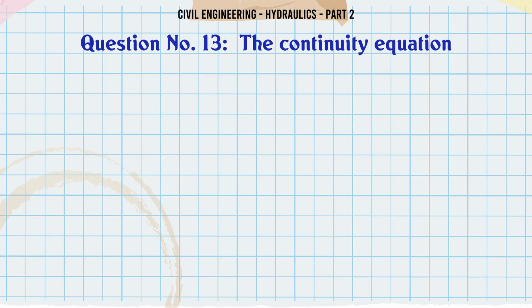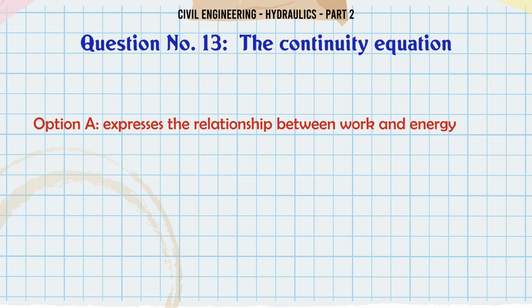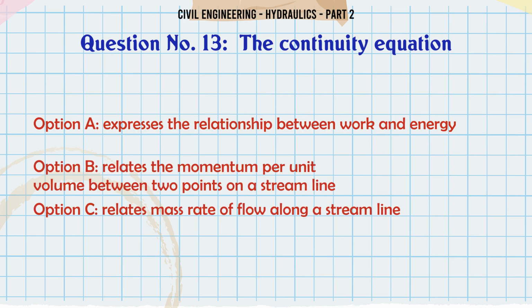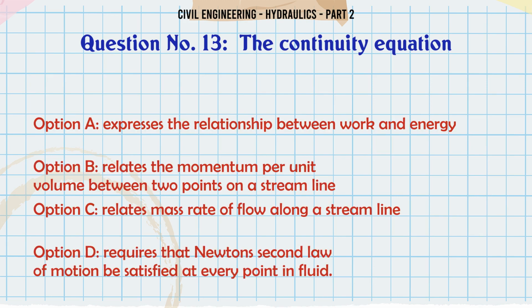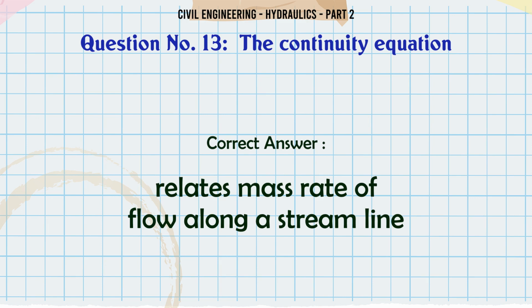The continuity equation A. expresses the relationship between work and energy. B. relates the momentum per unit volume between two points on a streamline. C. relates mass rate of flow along a streamline. D. requires that Newton's second law of motion be satisfied at every point in fluid. The correct answer is relates mass rate of flow along a streamline.